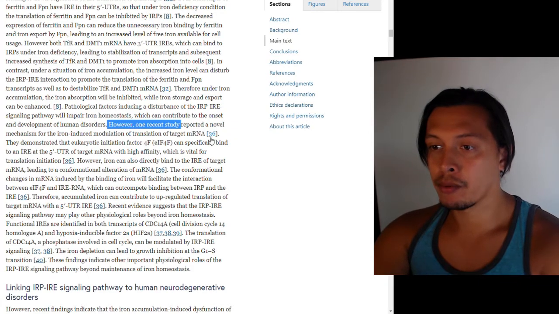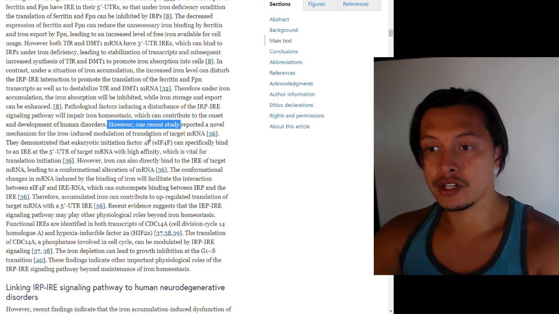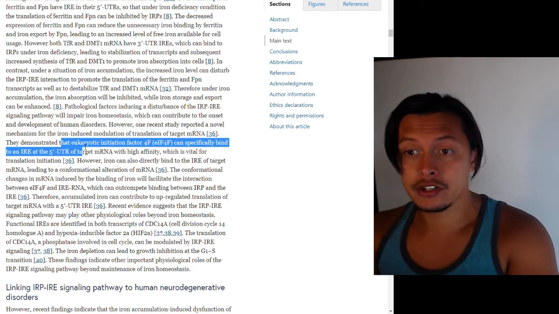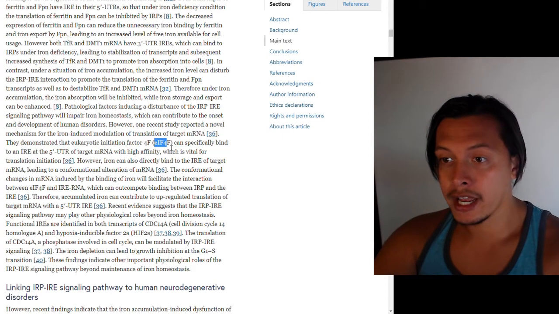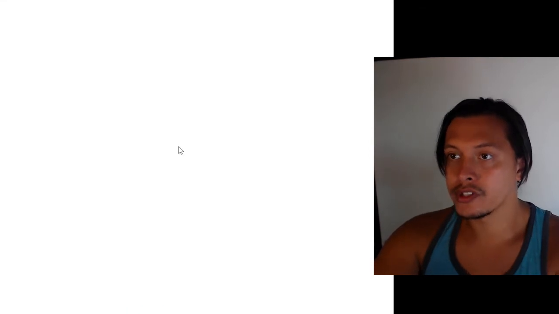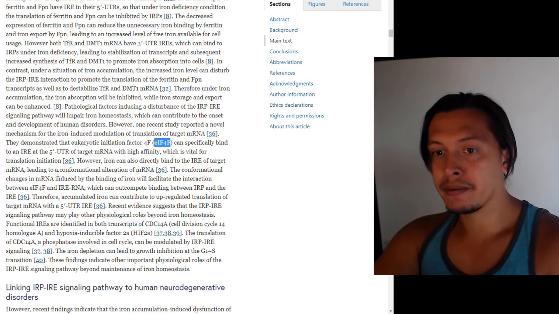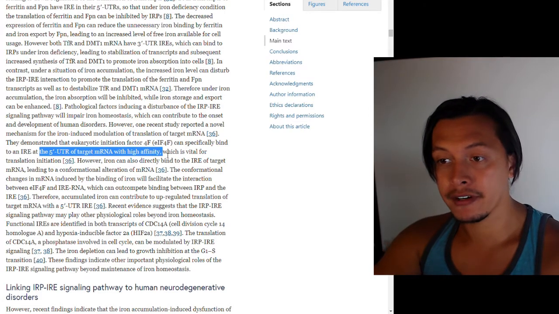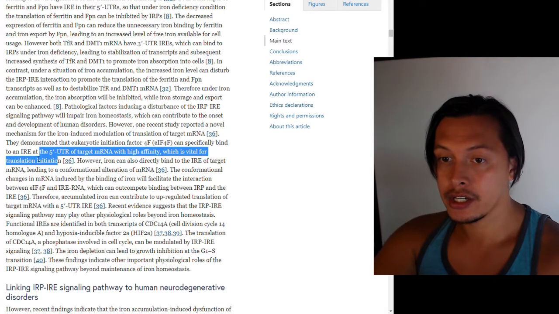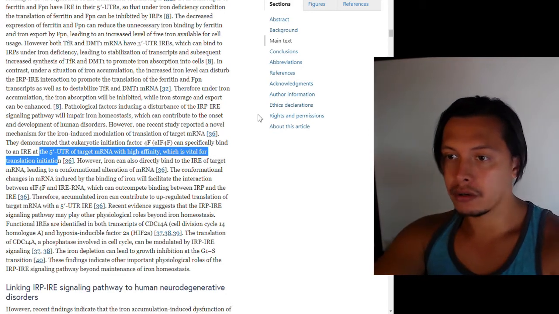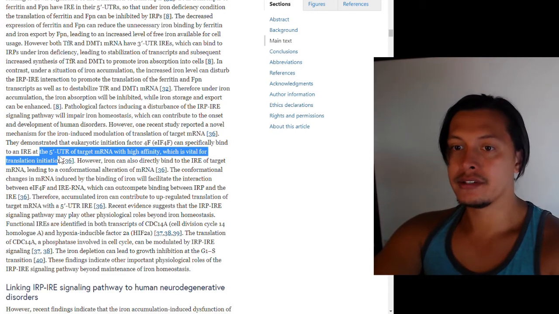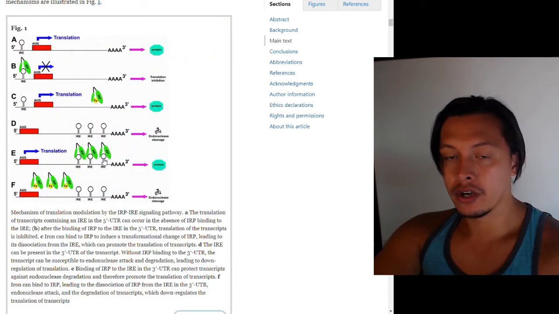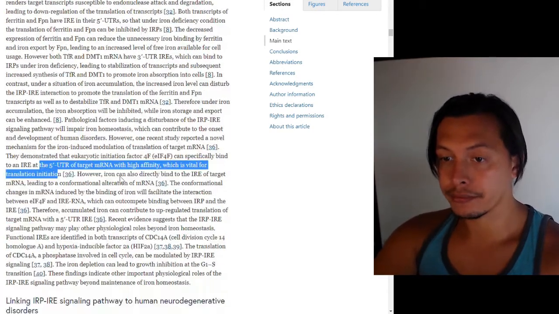However, one recent study reported a novel mechanism for the iron-induced modulation of translation of target mRNA. They demonstrated that eukaryotic initiation factor 4F, or EIF4F, and I'm going to make note of that, can specifically bind to the iron response element at the 5' untranslated region of target mRNA with high affinity, which is vital for translation initiation. And this is on the 5' end. So the presence of this will really increase translation somehow.